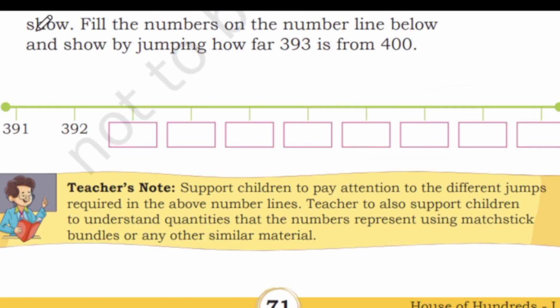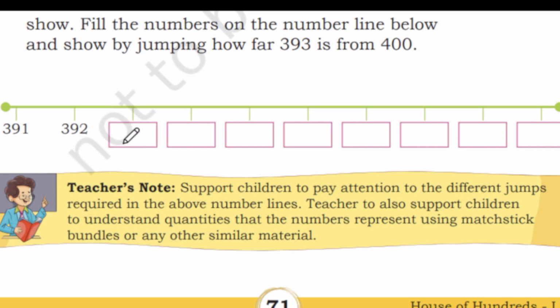So next one. Which is more, 398 or 400? Use the number line and show. Which is more? 398 or 400? Obviously 400 is more. But here they are asking to do this in a number line.